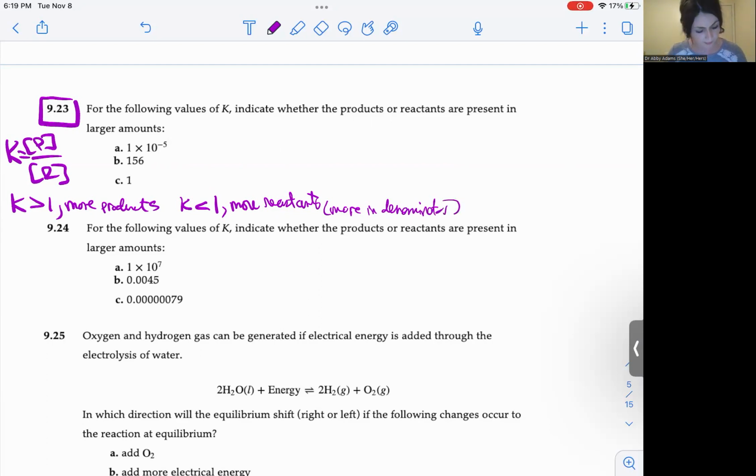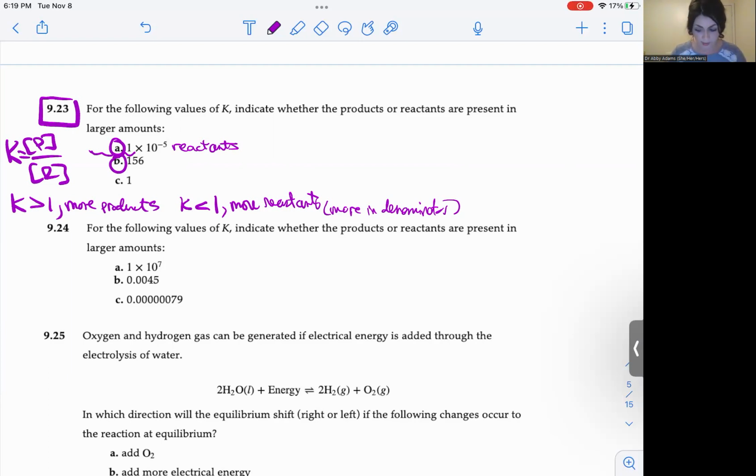More at the bottom. So A, 1 times 10 to the -5th. All right, so are you going to have more in the products or in the reactants? Well, that's way less than 1, right? Move the decimal that way. So that's definitely going to be less than 1, so there's going to be more concentration in the reactants. You're going to have more reactants there. Okay, B.